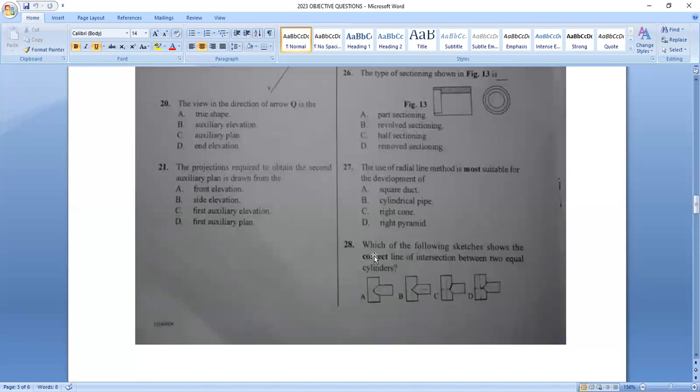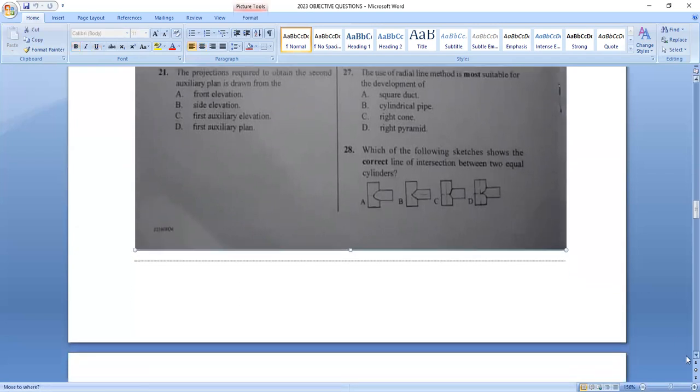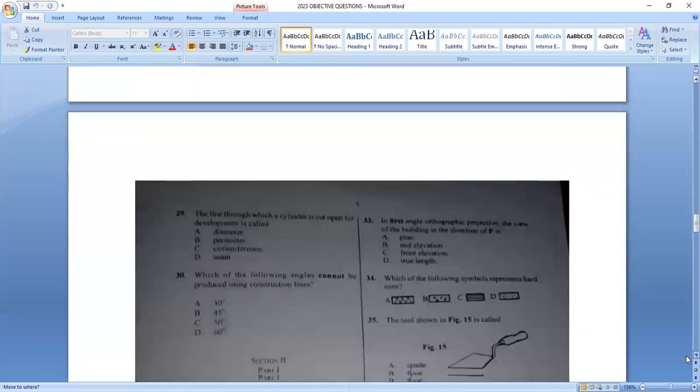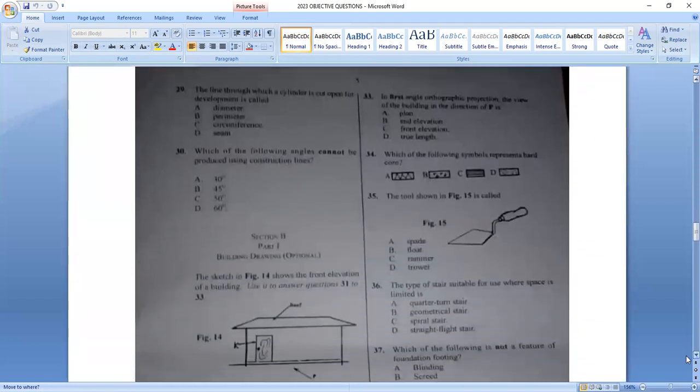Then question 28. Which of the following sketches shows the correct line of intersection between two equal cylinders? The answer to this question is option B. Then question 29 says that the line through which a cylinder is cut open for development is called seam. That is option D.